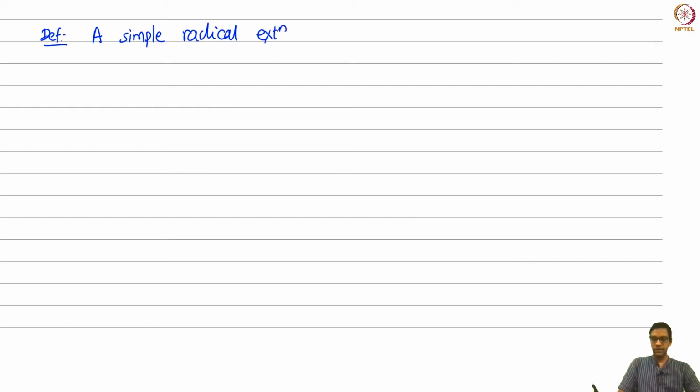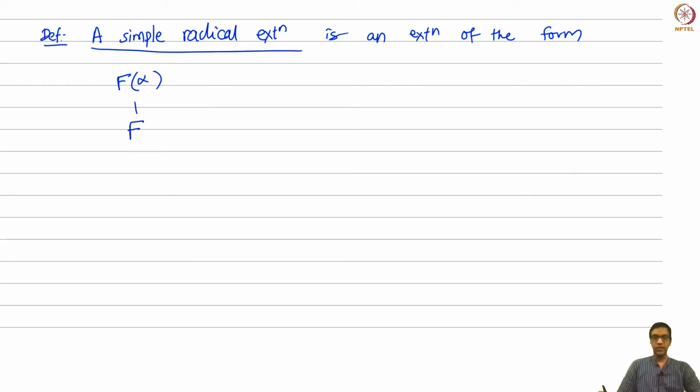So I'm going to define what is meant by a simple radical extension. It is an extension of the following form: I have some base field and an extension F which is obtained by adjoining just a single element alpha to the base field, such that some power of alpha belongs to the field, for some n greater than or equal to 1.